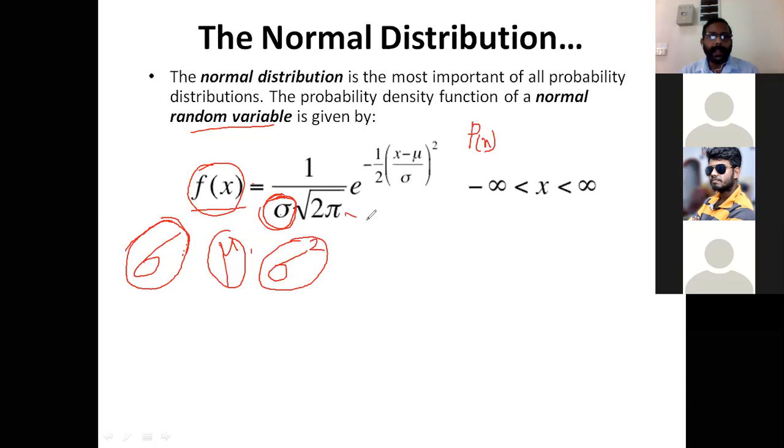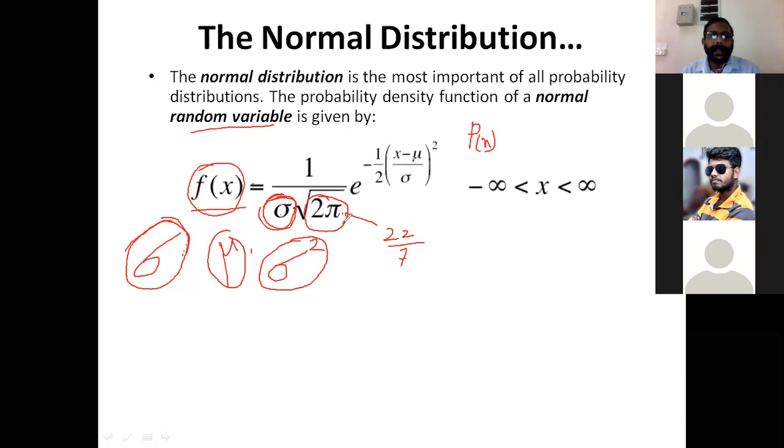What is pi normally? Normally it is a constant value, 22 upon 7, right? Pi. 2 pi.